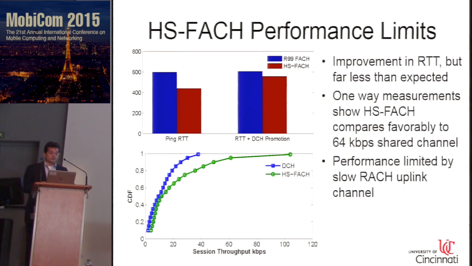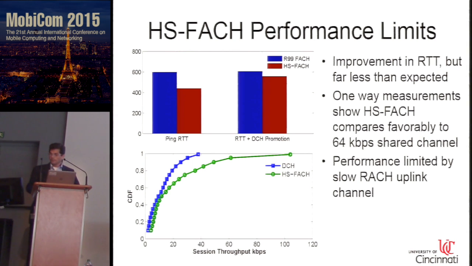So to further assess the channel, we used RNC counters that provided a measure of the average session throughput for the HS-FACH channel. These counters indicated that in the downlink, the HS-FACH channel was outperforming the 64 kilobit per second DCH state channel, highlighting its potential when coupled with an adequate uplink channel.